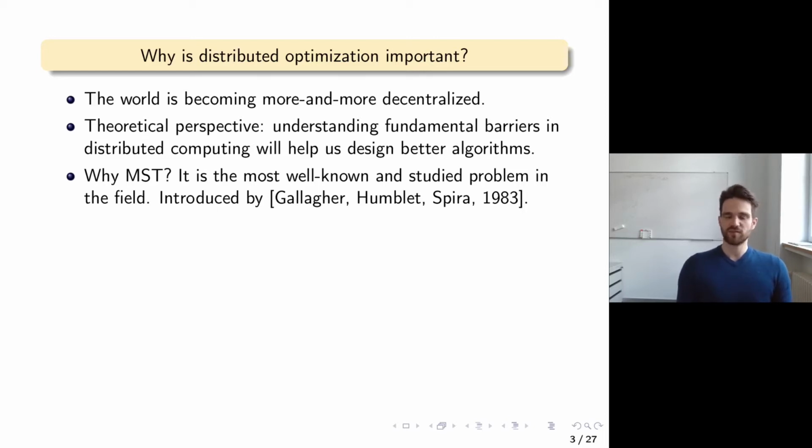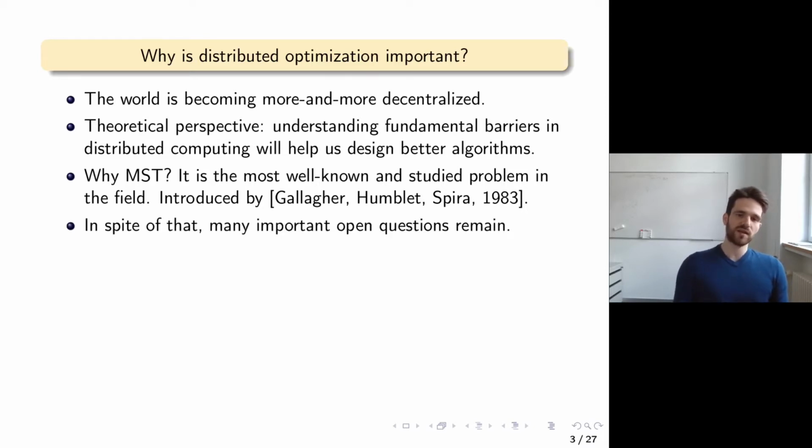However, in spite of being introduced about 40 years ago, there are still many important open questions that we actually don't know how to resolve. So, to put it in one way, the minimum spanning tree problem is the easiest hard problem that we don't really know how to resolve yet in the distributed setting.